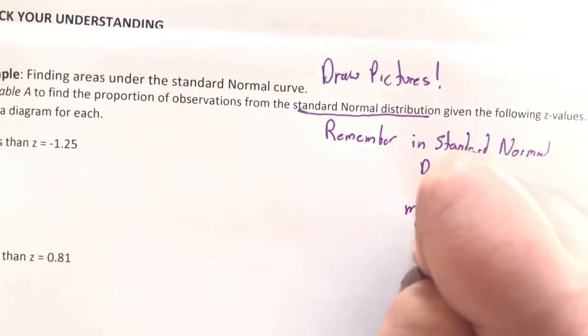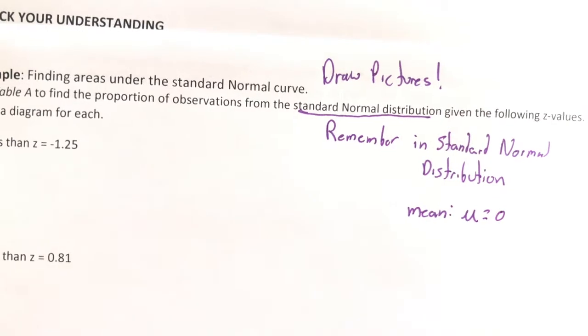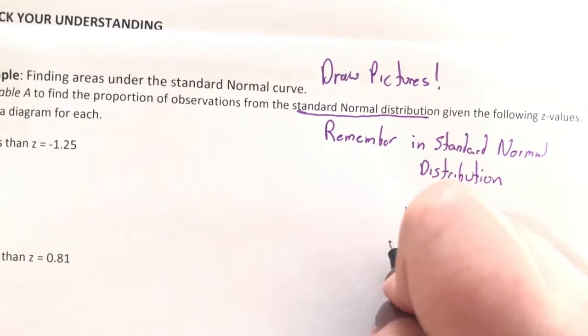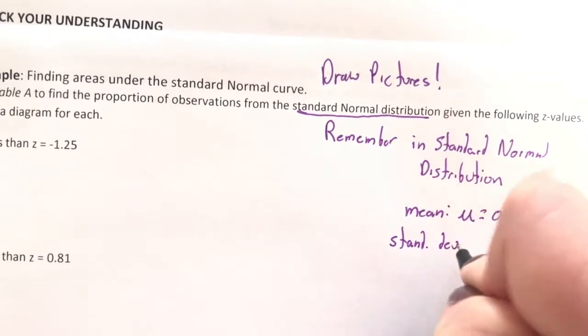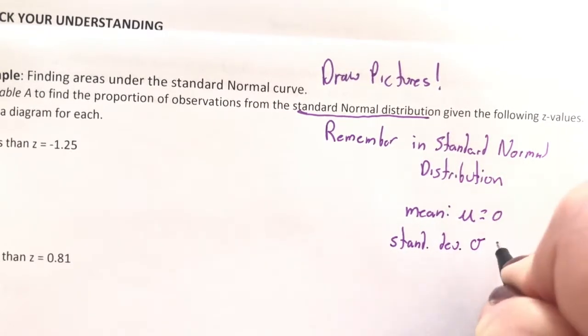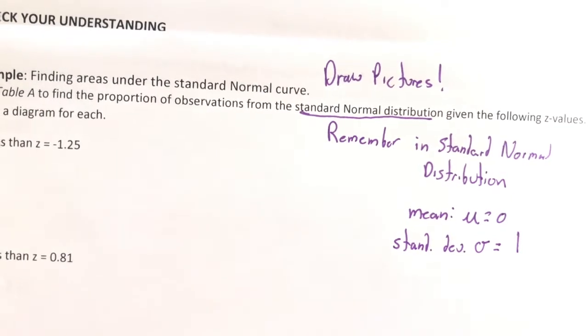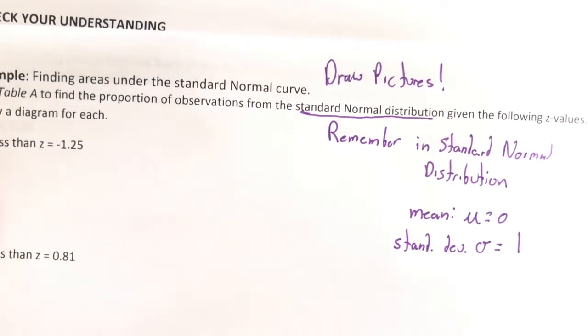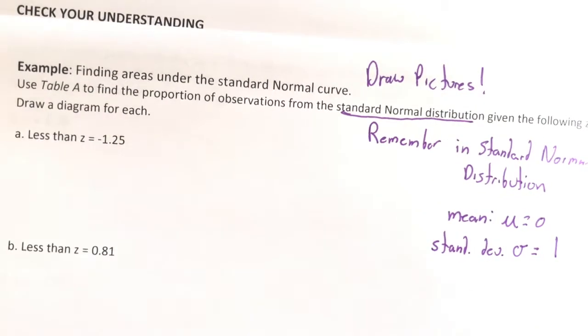You're going to say the mean, mu, is equal to 0. And you're going to have your standard deviation, sigma, is going to be equal to 1. Okay. So it says find the area that's less than negative 1.25.